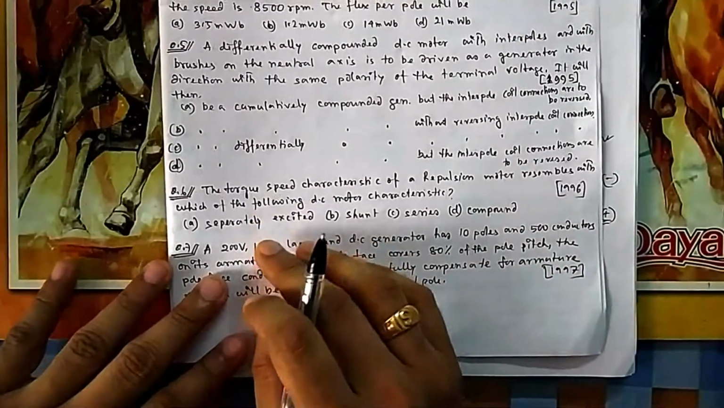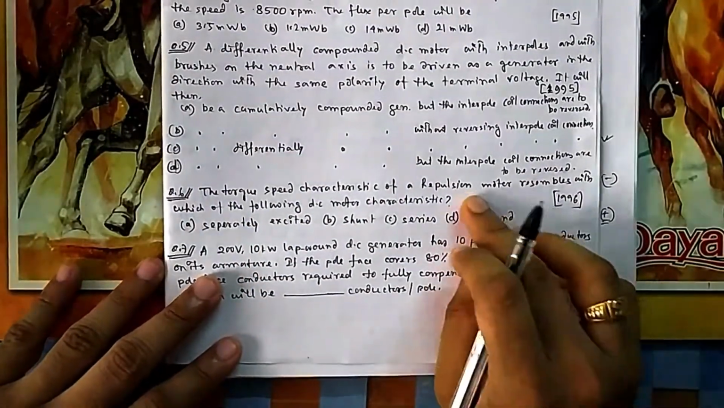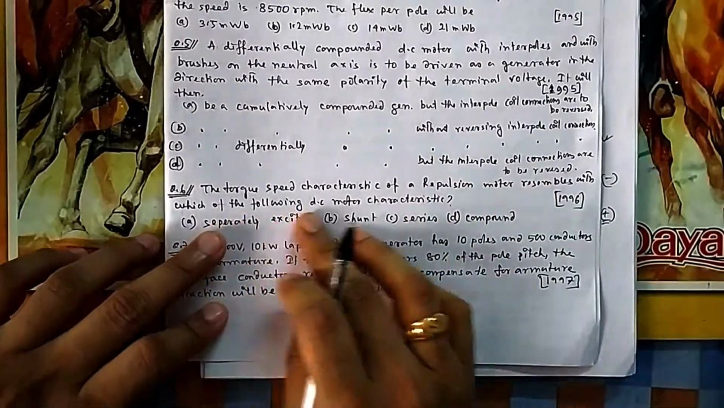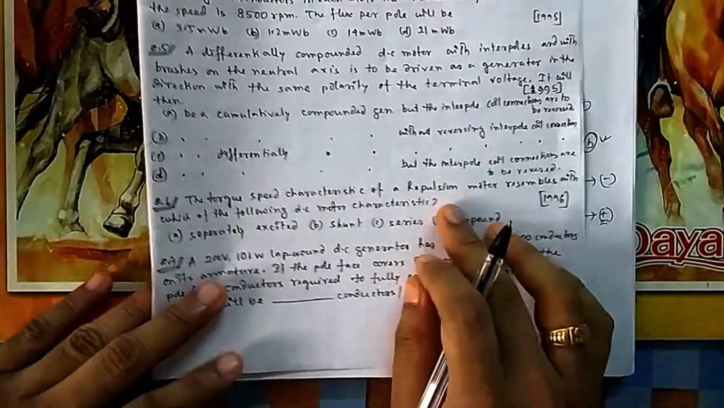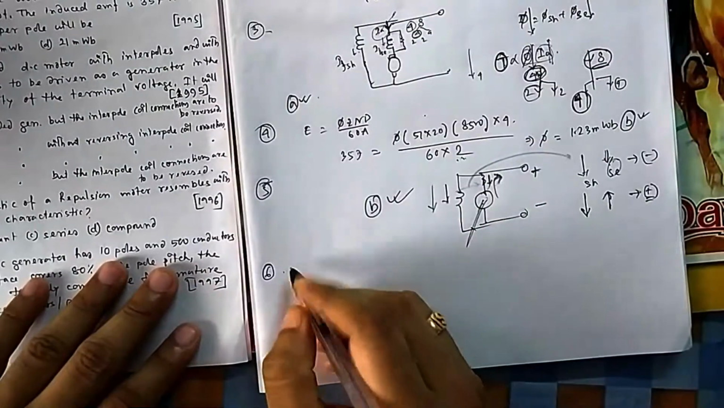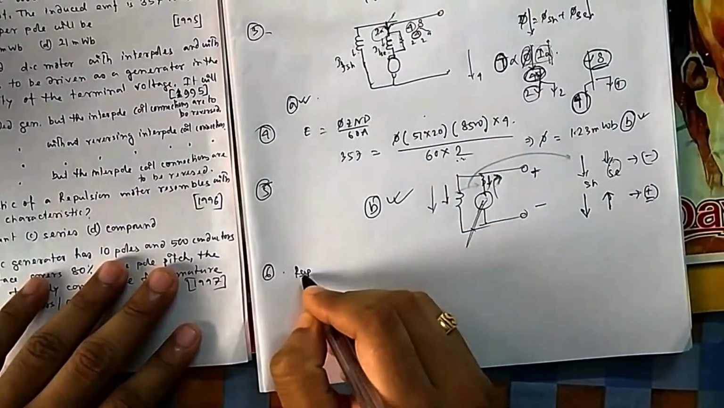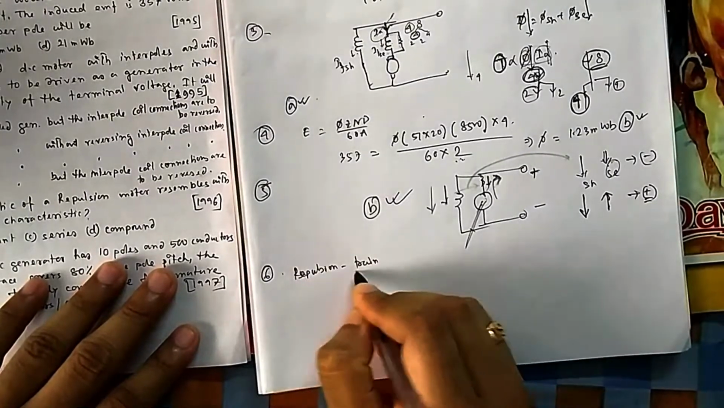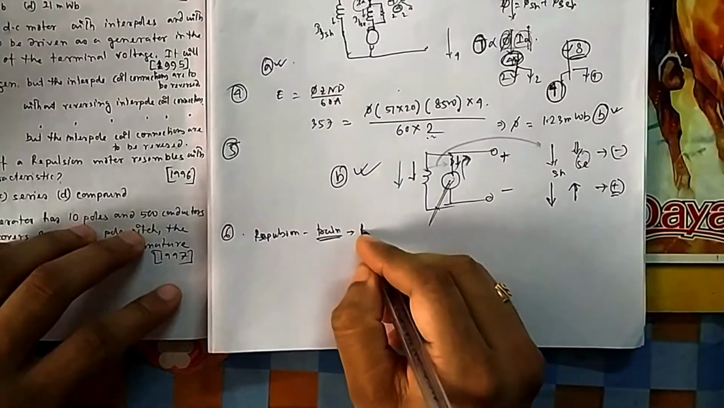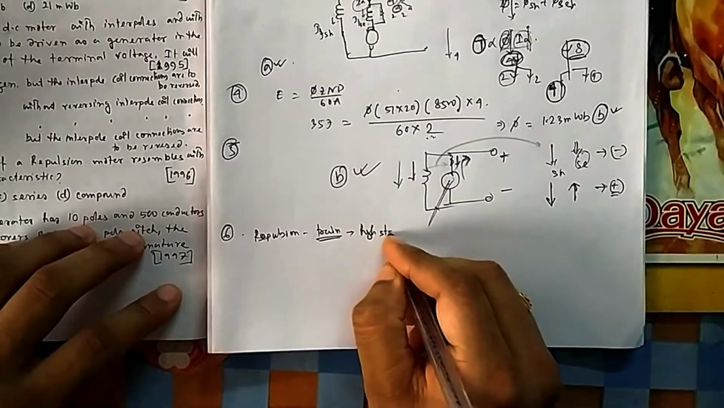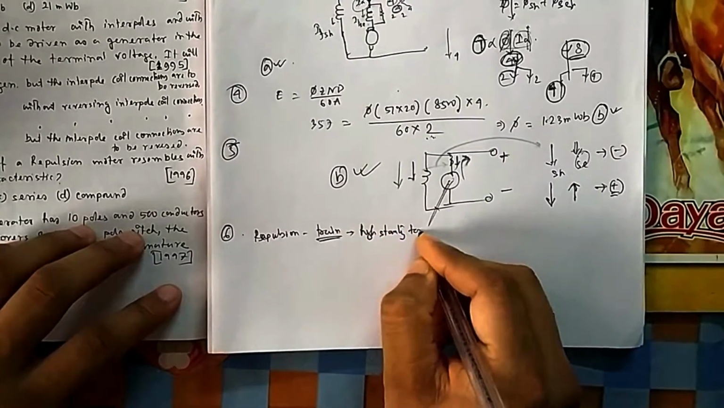Okay, in question number 6, the torque speed characteristics of a repulsion motor resembles which of the following DC motor characteristics? So why is the repulsion motor used? You have to remember all these main applications. Repulsion motors are mainly used in electric trains. What is the purpose in electric trains? The main requirement is high starting torque. Which motor gives you high starting torque? Your DC series motor gives you high starting torque.